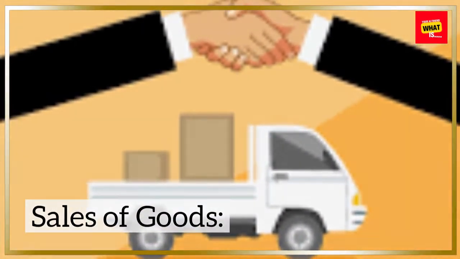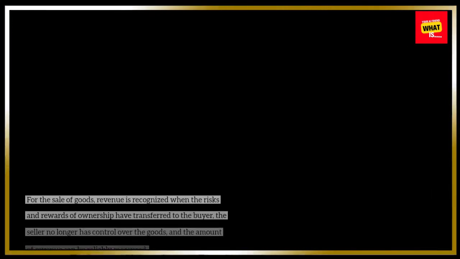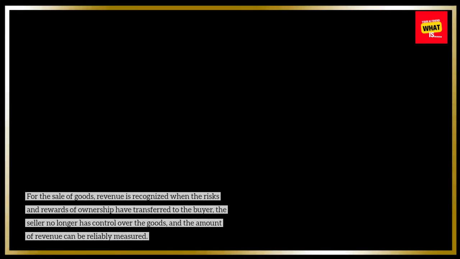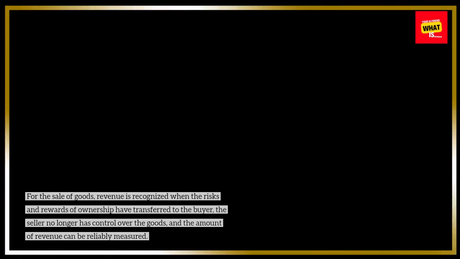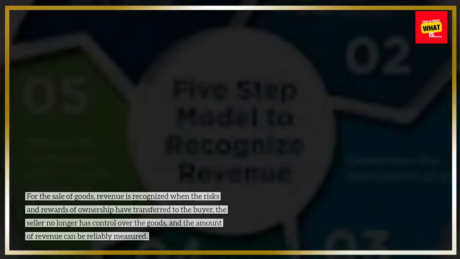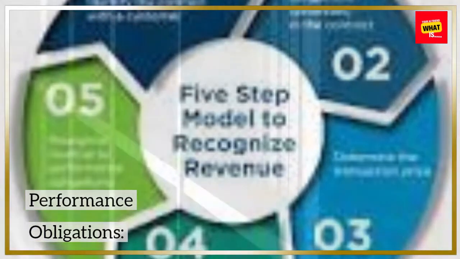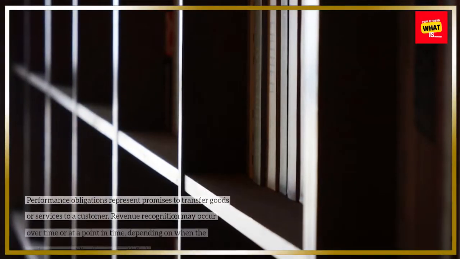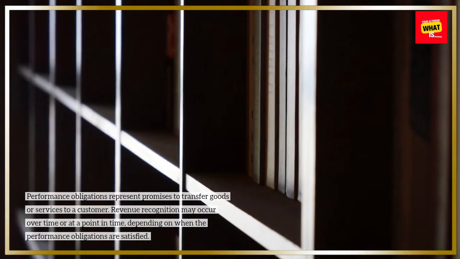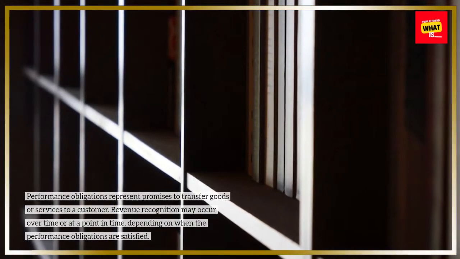Sales of goods. For the sale of goods, revenue is recognized when the risks and rewards of ownership have transferred to the buyer. The seller no longer has control over the goods, and the amount of revenue can be reliably measured. Performance obligations. Performance obligations represent promises to transfer goods or services to a customer.